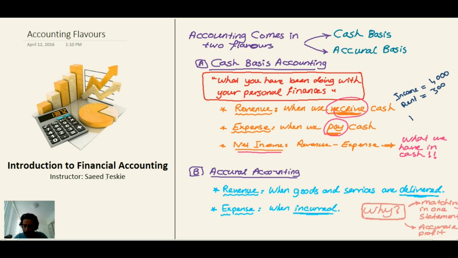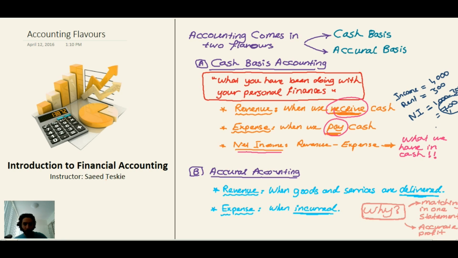So our net income equal to 1,000 minus 300 equal to 700. So if we received 1,000 and we paid out of it 300, so we have in cash 700. So our net income is what we have actually in cash.